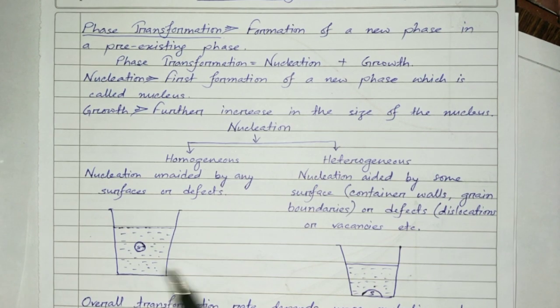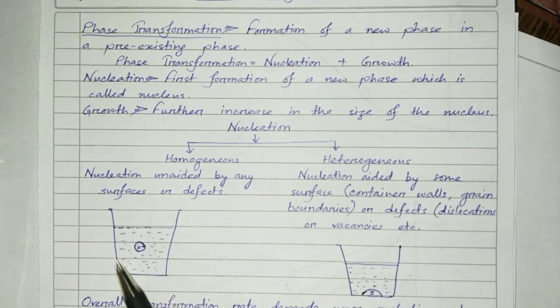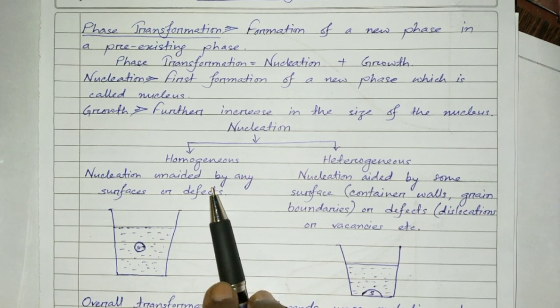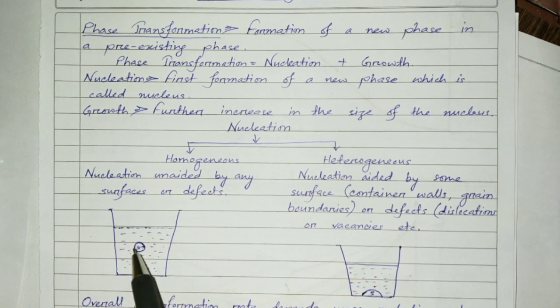Suppose you have a glass of water. If you want to transform it into solid, then in case of homogeneous nucleation, you will see that the nuclei will form within the liquid, away from the walls of the container. This is homogeneous nucleation, unaided by the surfaces. Surfaces won't be helping in nucleation.